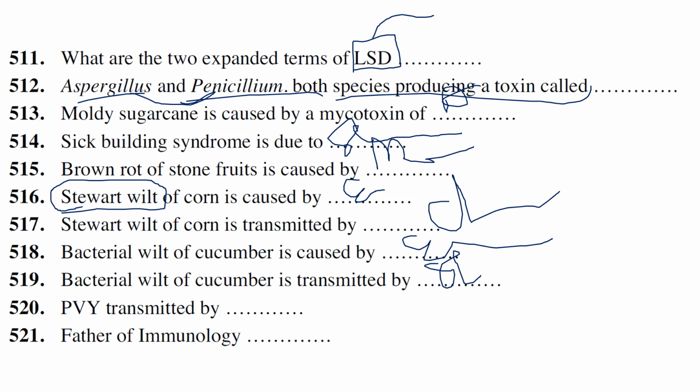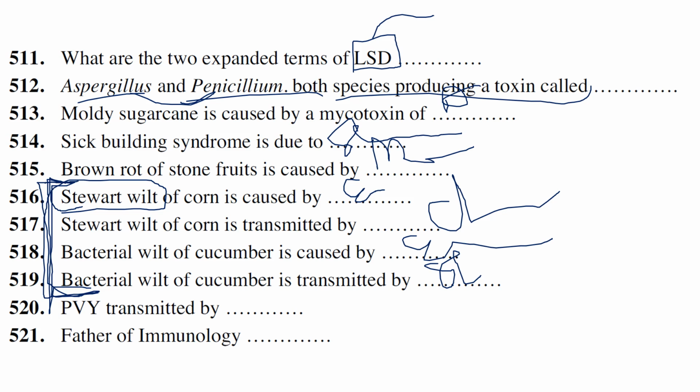Generally, only a very small number of bacterial diseases are spread through vectors. The best examples are Stewart's wilt of corn, bacterial wilt of cucumber, Pierce's disease of grapevine and a few other diseases as well. But the majority of bacterial diseases spread through rain splashes, irrigation or some other means.